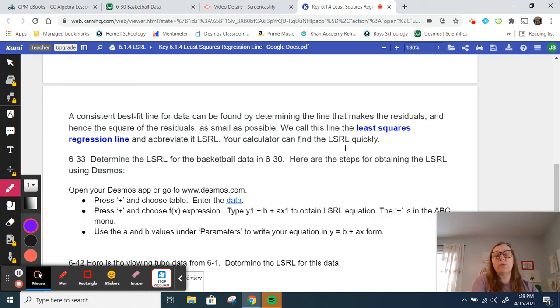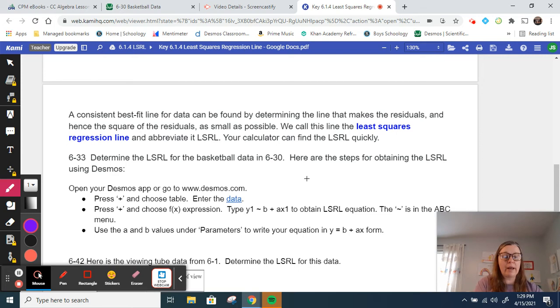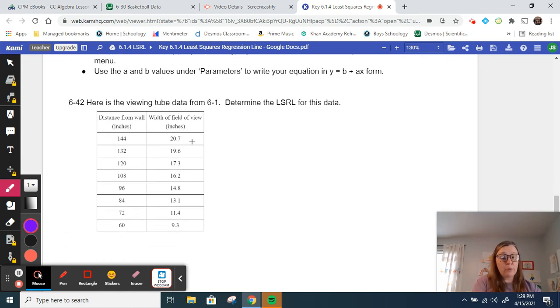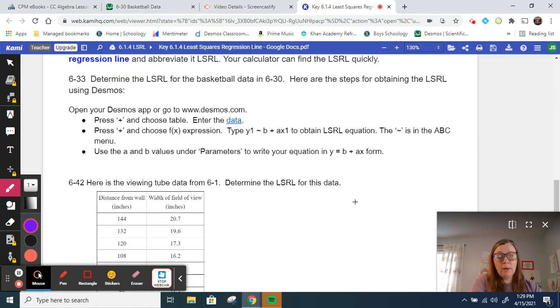So the process for doing it is, for each of these data values, we would have to find the predicted value. Then we would have to subtract and get the residuals. Then we would have to square the residuals. It's like this huge long process, and the calculator will do it for us. So we're going to use the calculator to help us.